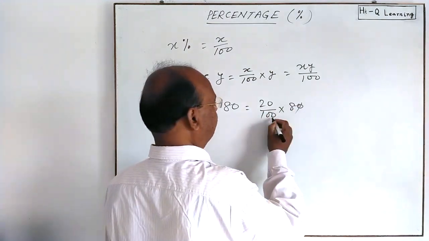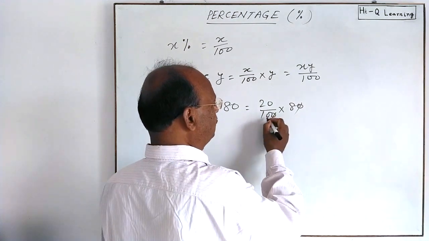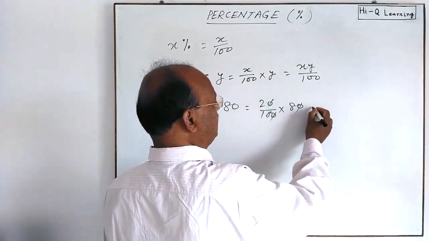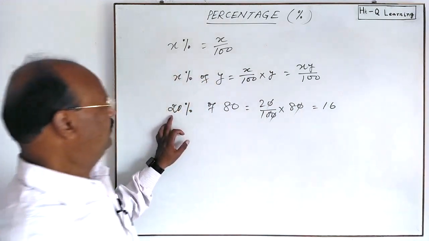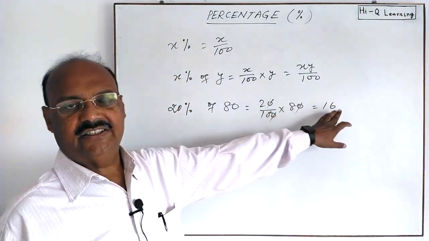So 0 is cancelled out. Here also 0 is cancelled out. So 2 into 8 is 16. So 20% of 80 is 16.